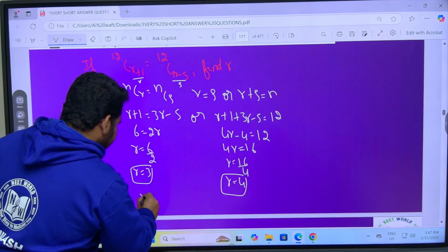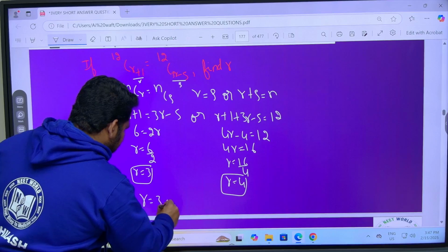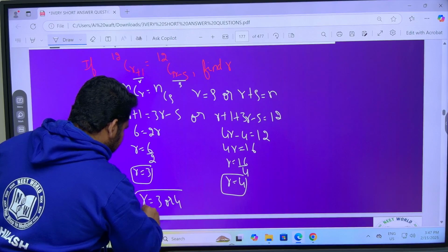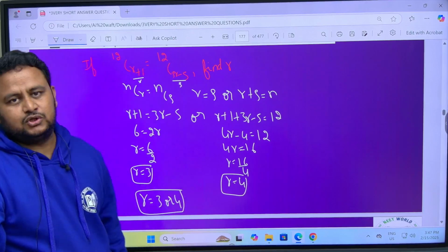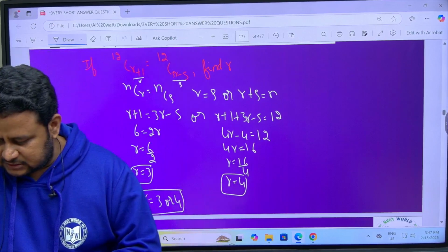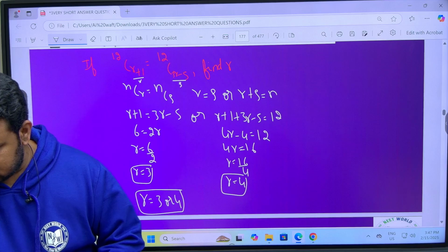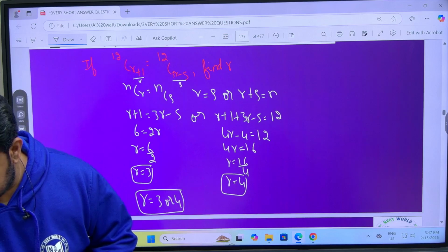So therefore r is equal to 3 or 4. There are two values for r. So r is equal to 3 or 4 is the right answer for this question. Okay, friends. Next one.